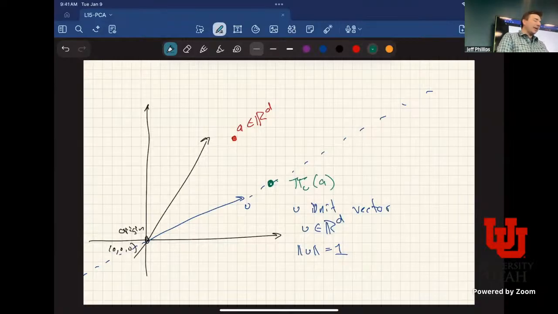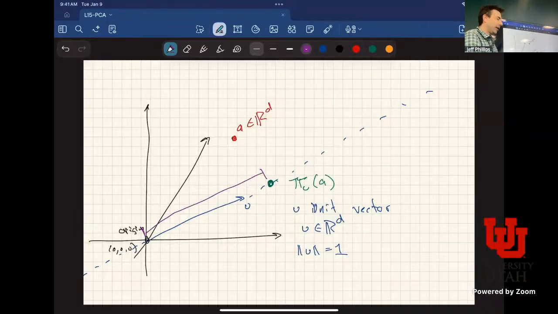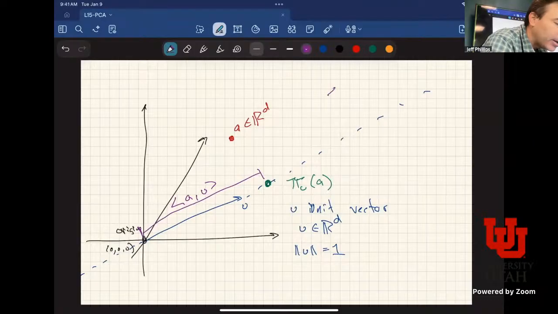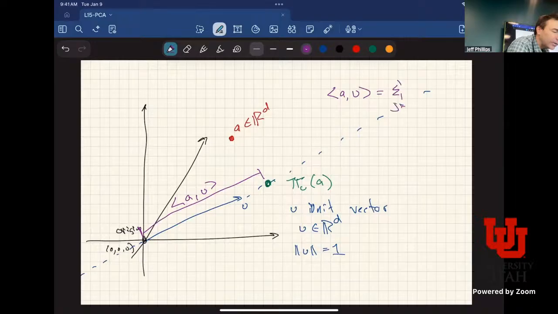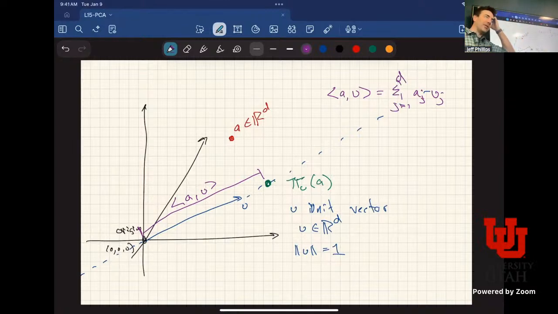And how do we define that? We're going to define it in 2 steps. The first step is we're going to measure this length from the origin along here up to this point. This is going to be exactly the dot product between A and U. Remember, the dot product between A and U is the sum from j equals 1 to d of A_j times U_j. So I take all the coordinates, multiply the paired coordinates, and add all these terms together. This is the dot product.